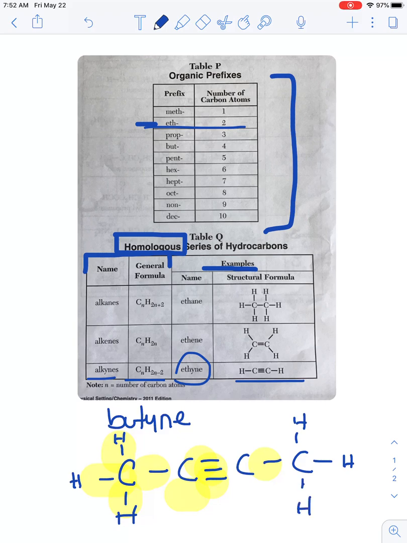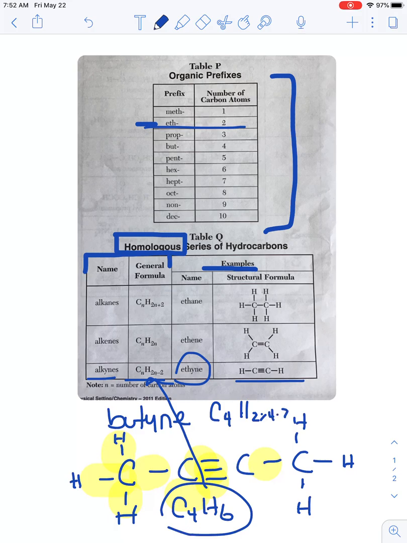So if I add up the carbons and the hydrogens in this formula, I end up with C4H, 1, 2, 3, 4, 5, 6. And then I must ask myself, does it follow that general formula right there? Well, let's see. C4 is my carbons. 2 times 4 minus 2 is 6. So yes, it does. So it's an alkyne. So that's a little introduction, and we're going to get much more into naming.